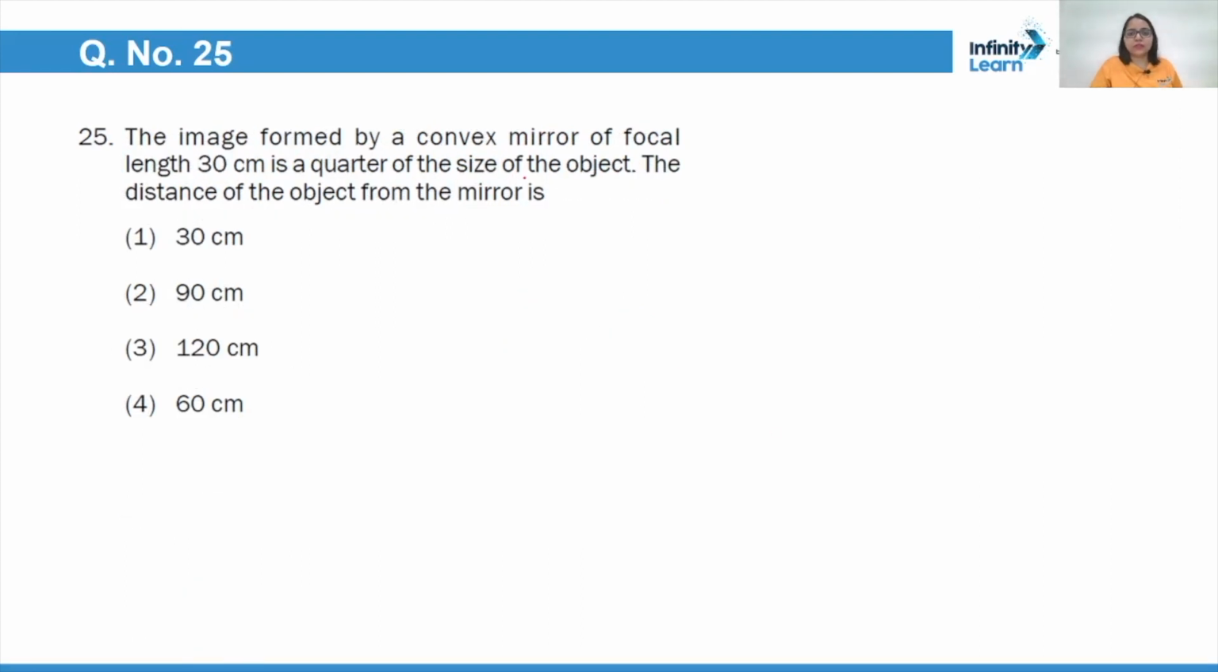We have a convex mirror, and this is question number 25. We have a convex mirror, and focal length is 30 centimeter, and the image is a quarter of the size of the object. So magnification is 1 by 4, which is f upon f minus u. So over here it is 1 by 4, which is 30 upon 30 minus u.